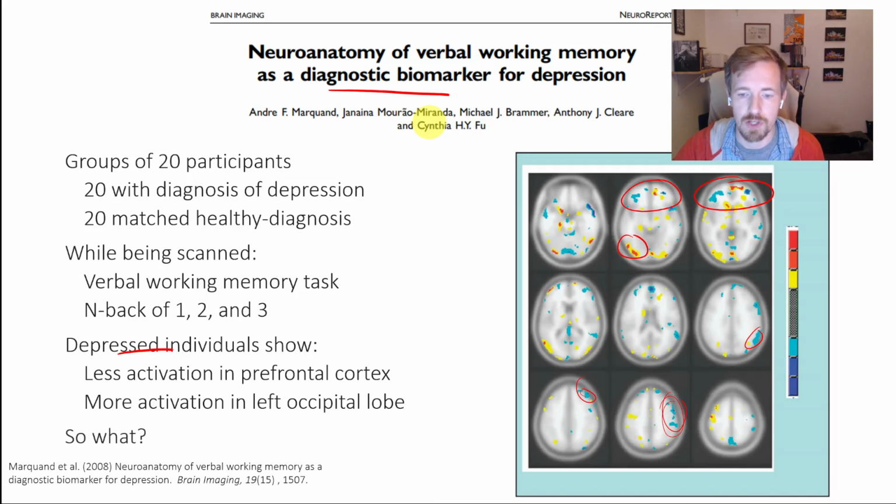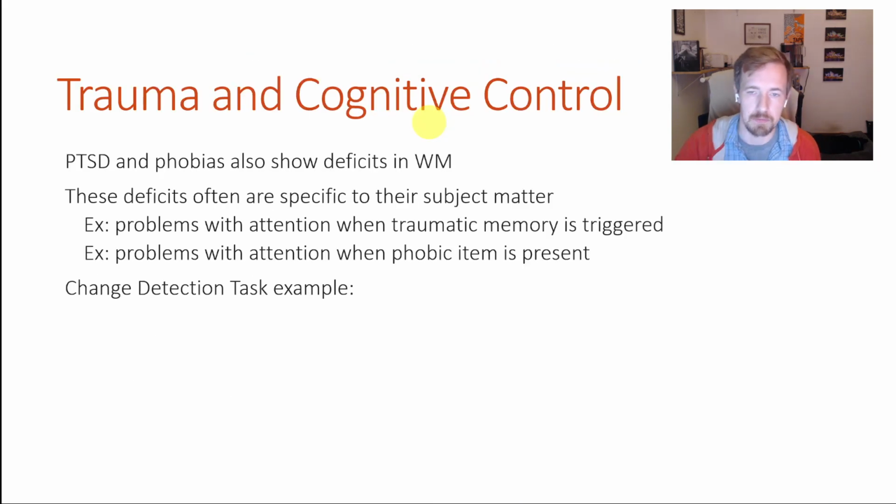All right, so let's take a quick look at some ways that we can. I'm going to show you a hands-on example in just a moment. Looking at how trauma and cognitive control and working memory intersect, trauma and phobias usually will show deficits in working memory, but they only show deficits when the stimulus is relevant to their phobia or their trauma.